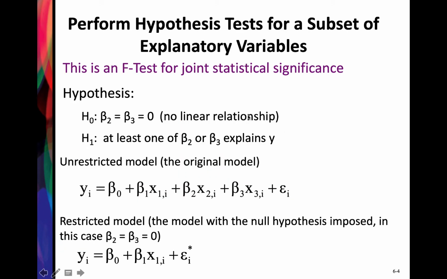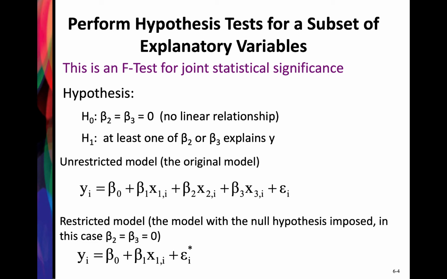Here's the hypothesis. In this case, we want to see if beta 2 equals beta 3 equals 0. There's no linear relationship jointly between x2 and x3. And then the alternative hypothesis, HA or H1, is that at least one of beta 2 or beta 3 jointly or individually explains y. And so it tests both joint and individual. In this case, we know that they're individually statistically insignificant. We want to see if they're jointly statistically significant.